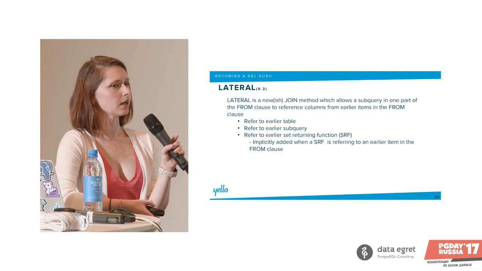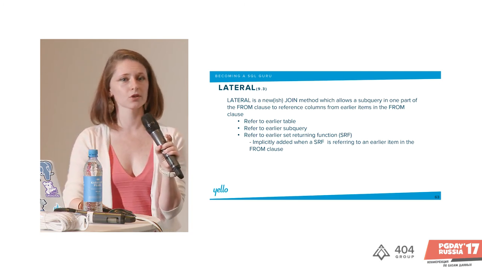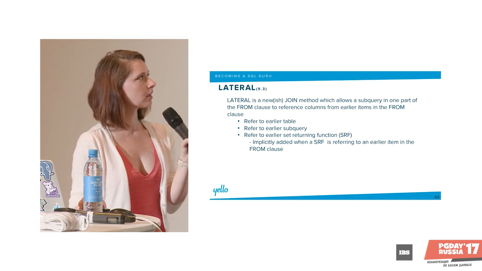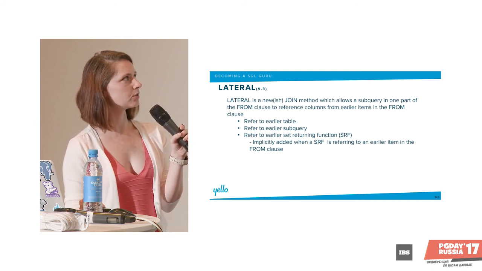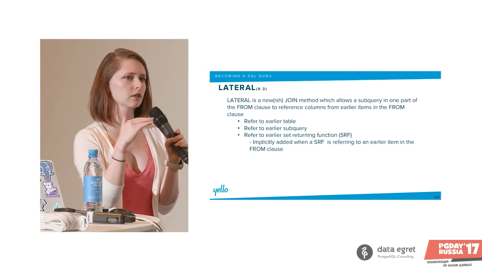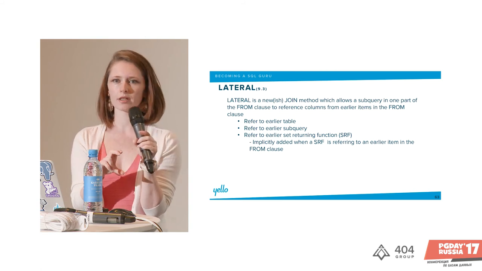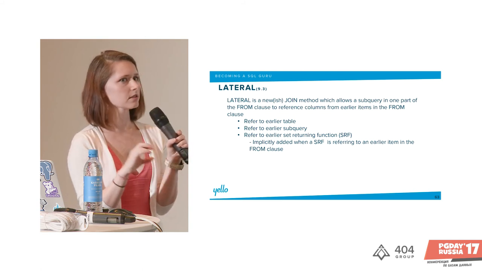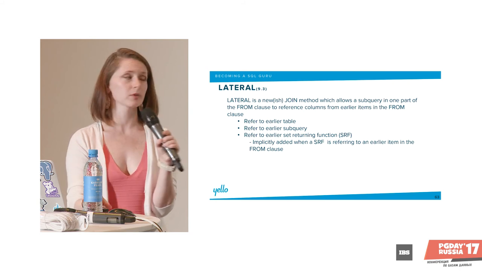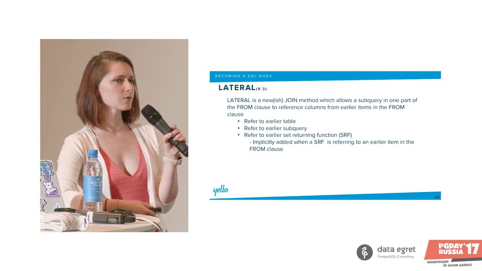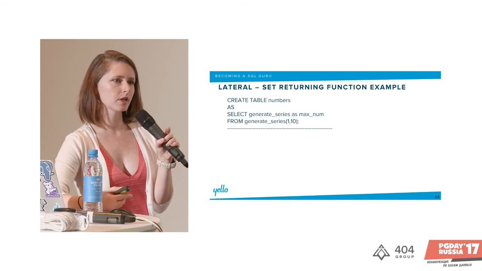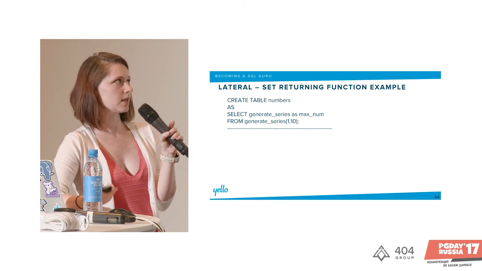Cool. Okay, lateral. So lateral came out in Postgres 9.3. It seemed like a lot less people raised their hand for this one at the beginning. So what lateral allows you to do is it allows you to reference another subquery or another part of your from statement within a subquery that's in your from clause. It's kind of like a correlated subquery, which Postgres doesn't naturally allow you to do within your from clause. So when it comes to set returning functions, this keyword is actually implicit, so you don't have to specify it. But in normal queries, you do. So we'll look at an example of each.